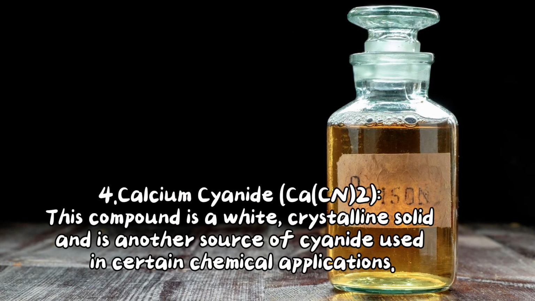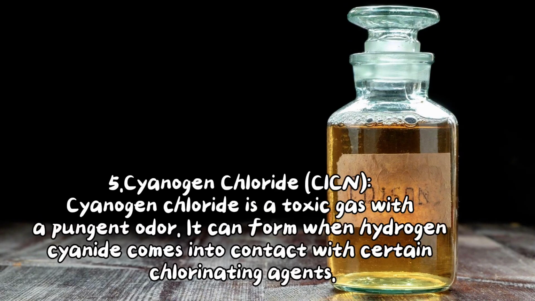4. Calcium cyanide, Ca(CN)2. This compound is a white, crystalline solid and is another source of cyanide used in certain chemical applications. 5. Cyanogen chloride, CNCl. Cyanogen chloride is a toxic gas with a pungent odor. It can form when hydrogen cyanide comes into contact with certain chlorinating agents.